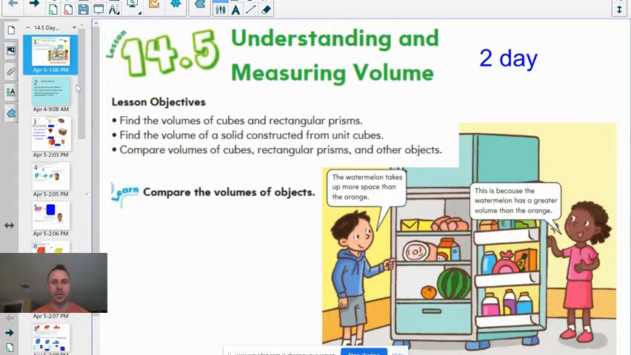We've got a couple left here. Today, we're going to talk about understanding and measuring volume. We've been doing a lot of this lately. We had a Nearpod lesson that's very similar to this one, actually about a week ago.